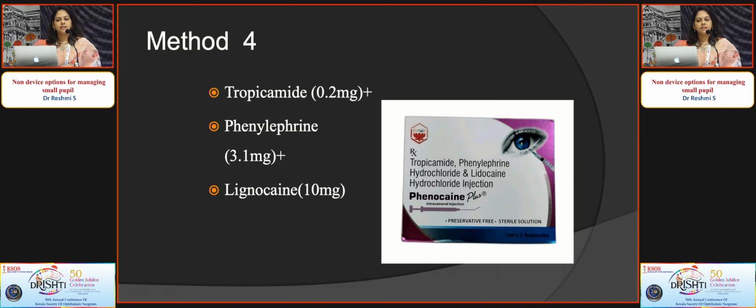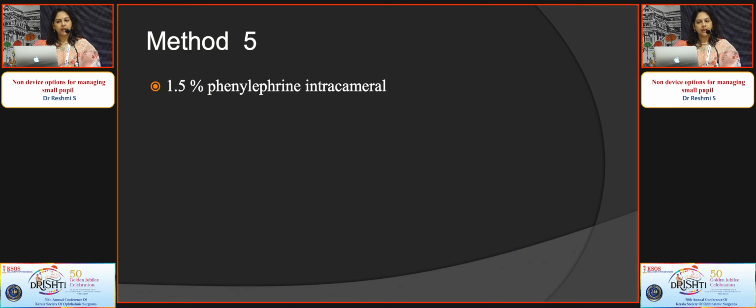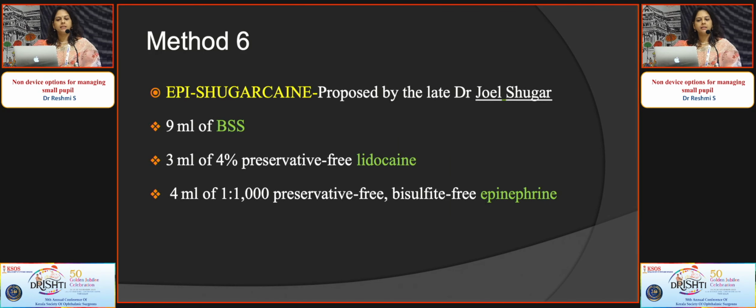The next method is a combination of tropicamide, phenylephrine and lidocaine, which is now easily available commercially. 1.5% phenylephrine intracameral is another option. Epishugarcaine is a combination of 9 ml of BSS, 3 ml of 4% lidocaine and 4 ml of epinephrine.